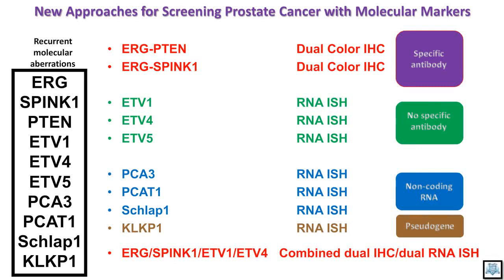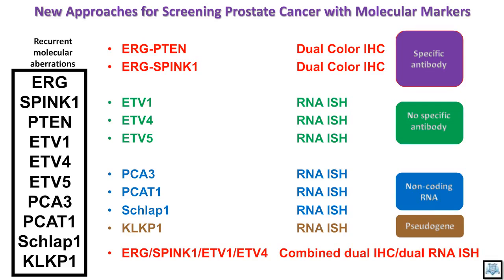So now I'm going to talk about the prostate cancer molecular markers, how you can actually detect these molecular markers at the tissue level by combining both immunohistochemistry and RNA in situ hybridization. As you can see, there are several markers that have been identified in prostate cancer, particularly the ETS gene fusions like ERG, ETV1, ETV4, and ETV5. These are the ETS family gene rearrangements that are detected at varying frequency.